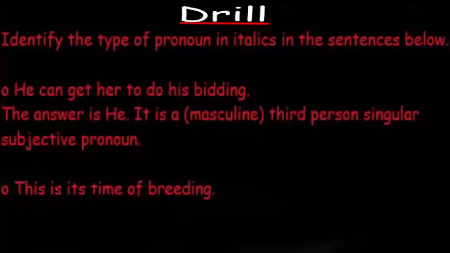Identify the type of pronoun in italics in the sentence below. But here, I've decided to underline it for you. Now, he can get her to do his bidding. Now, identify the type of pronoun. The pronoun in the sentence is he. It is a masculine third person singular subjective pronoun.